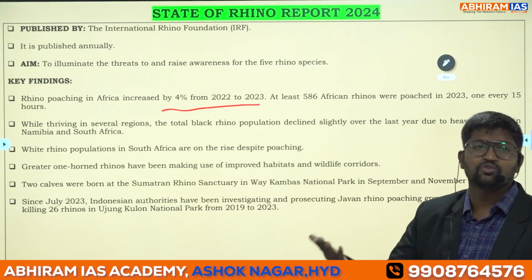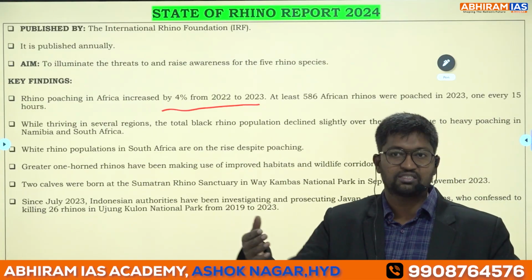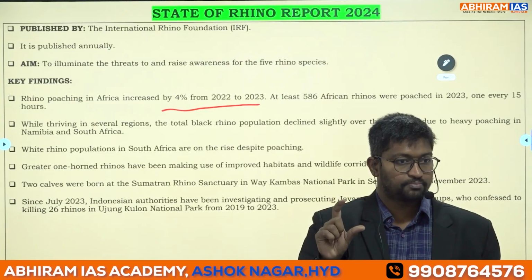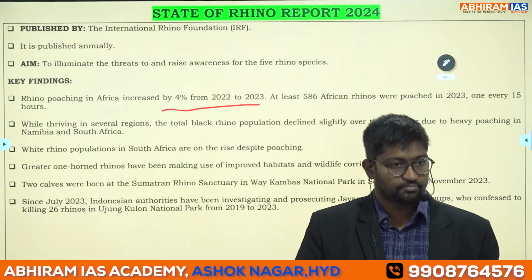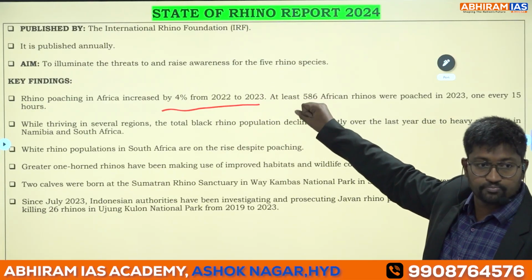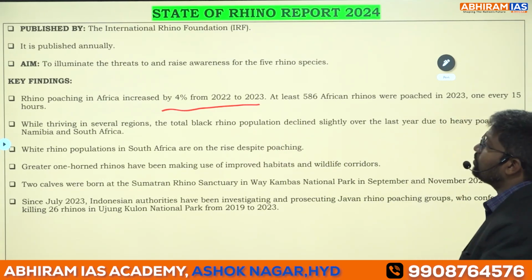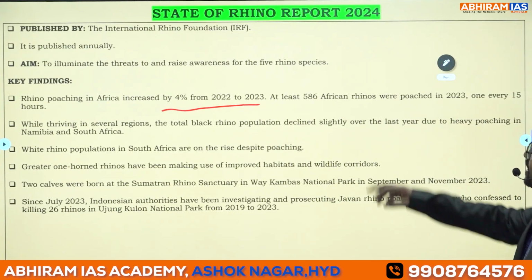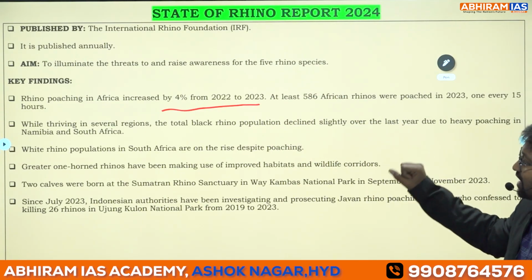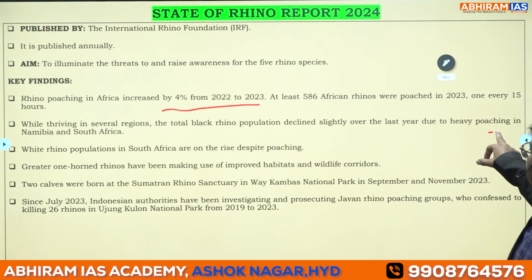There were already many news articles, continuously for 3-4 days, saying that an African gang had killed 23 rhinos within a span of a year. Who publishes this rhino report? The International Rhino Foundation. It is published annually to eliminate the threats and to raise awareness for the 5 rhino species. It is completely focusing on 5 rhinos. Rhino poaching in Africa has increased. The total black rhino population declined slightly over the year due to heavy poaching.